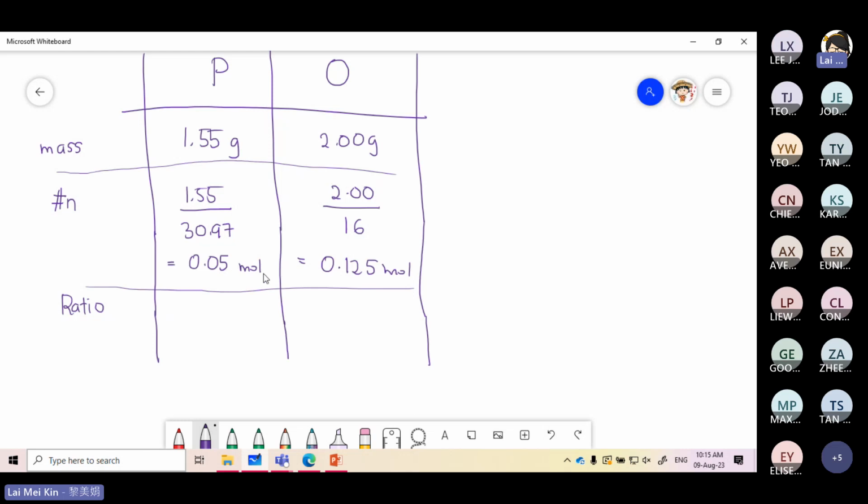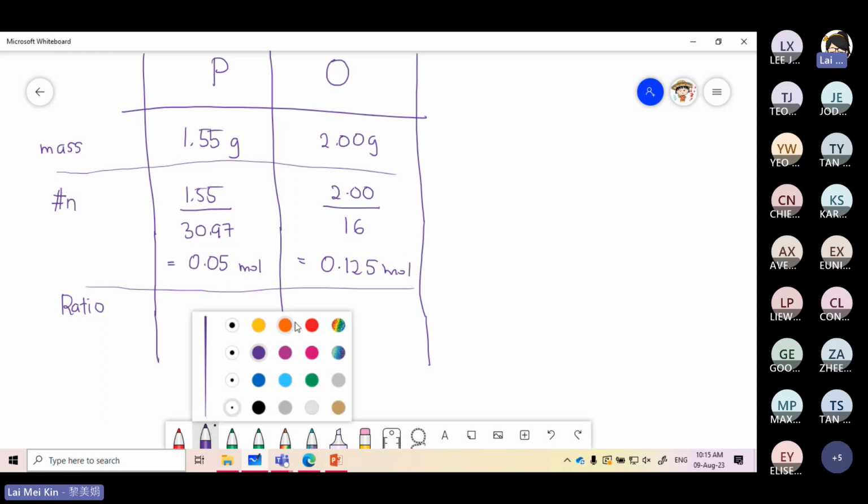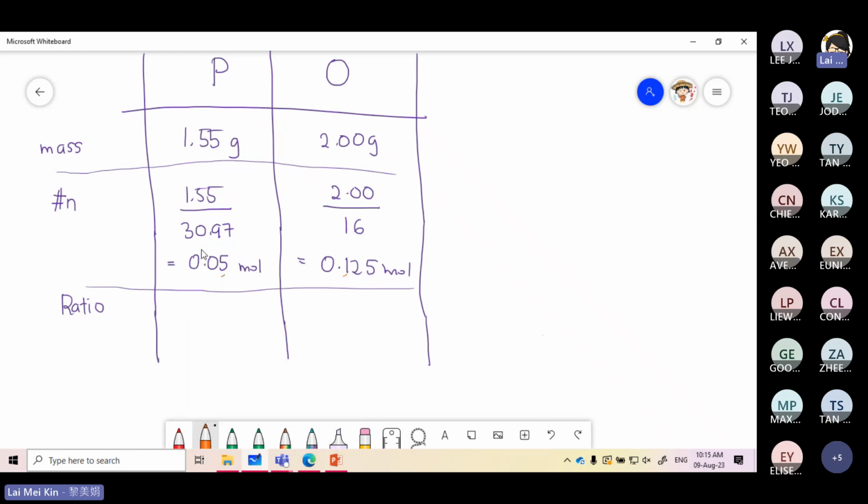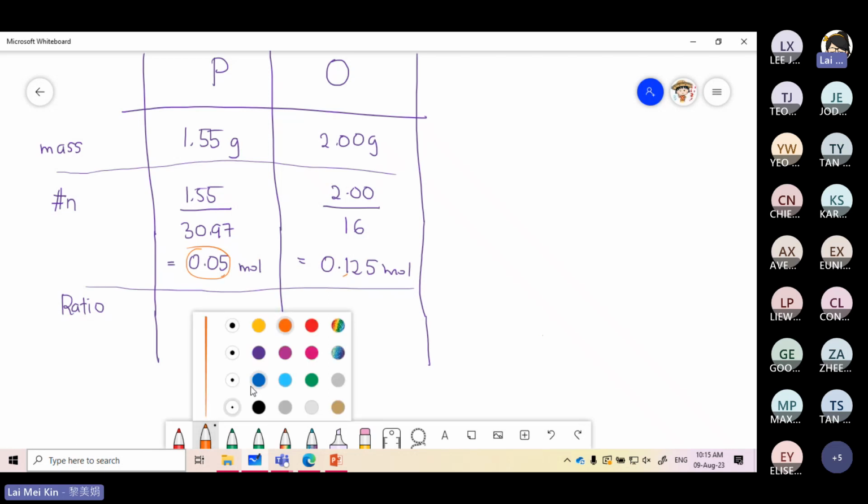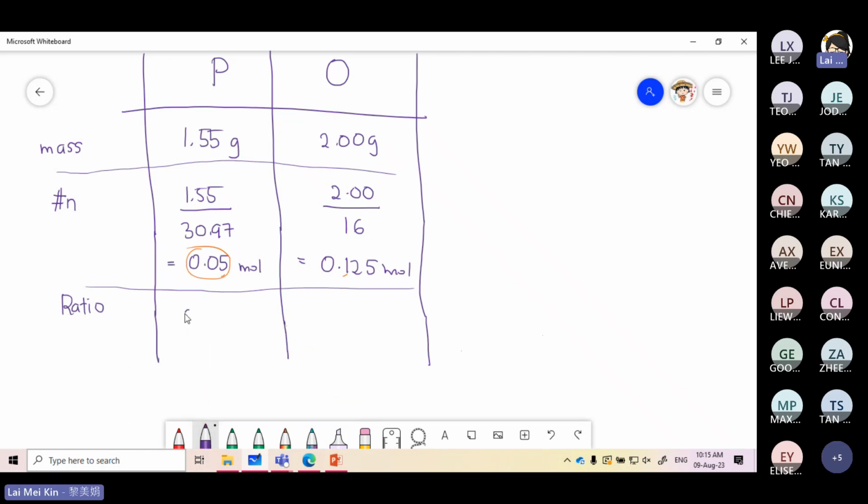You need to find the smallest integer. So you compare between these two answers, which is the smallest? 0.05. So to find the ratio, both also divide by 0.05. This one is 0.125, divide by 0.05. This will give you 1, this will give you 2.5.